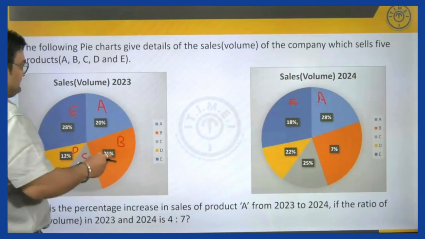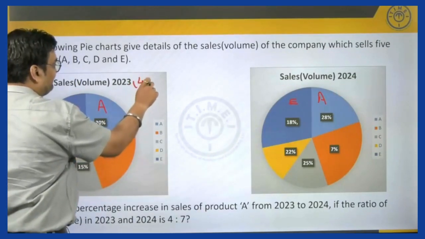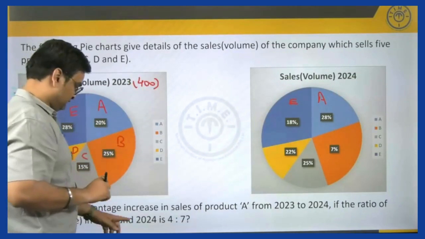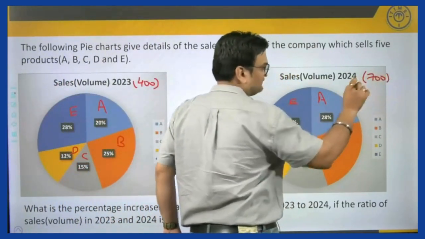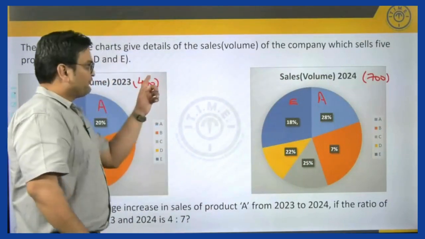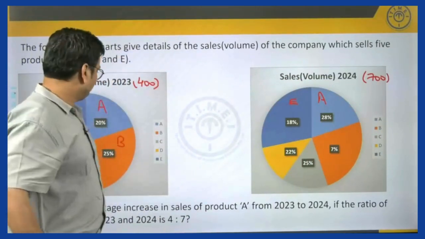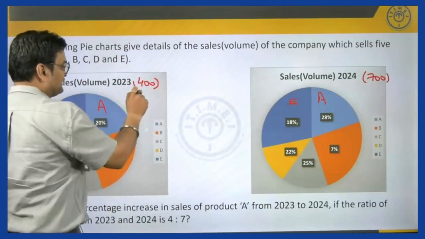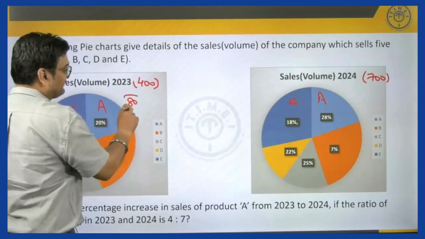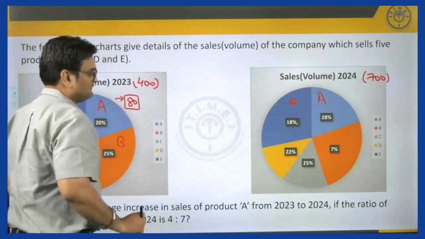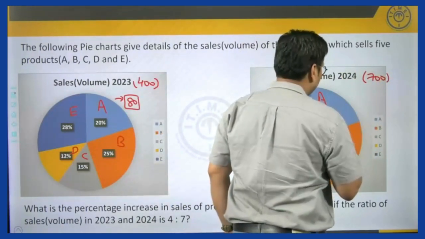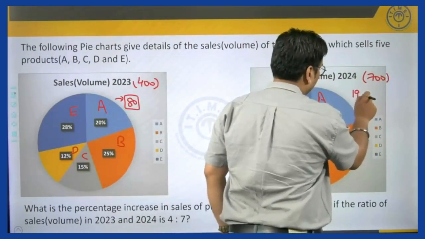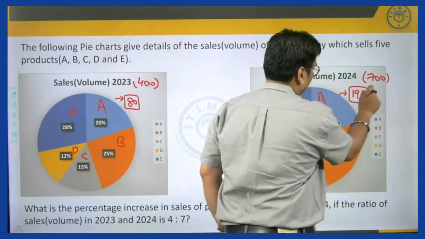Means what? If I take the value here as 400, so this should be 700, right? So if I take this as 400, total value, that should be 700. So A will be how much? 20% of 400 means 80. Here A is 80, right? Here it will be how much? 28% of 700. So it's 7 into 28, which will be 196. So A is going to be 196.